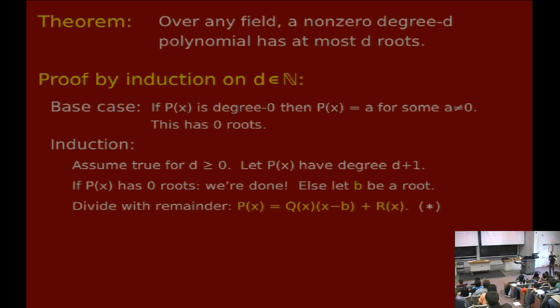Now, I'm going to remind you that we can have this sort of division with remainder in polynomials over fields. So I'm going to divide p by the degree 1 polynomial x minus b. When I do that, I get p of x is some other polynomial quotient q times x minus b plus a remainder polynomial. What can I say about this remainder polynomial?